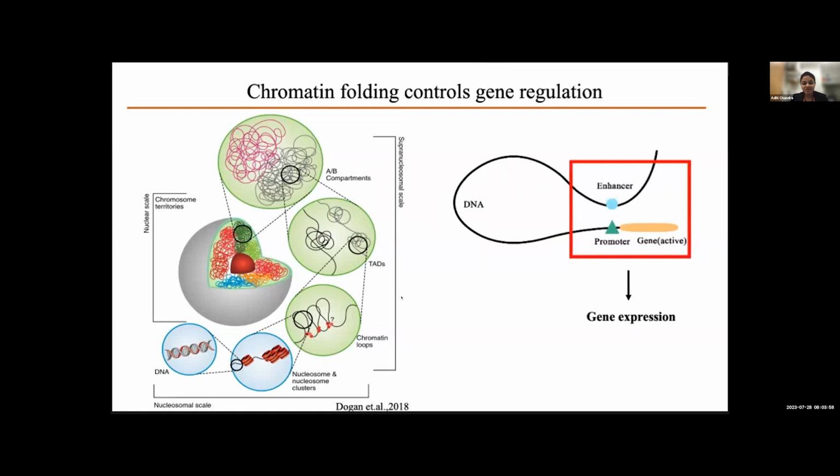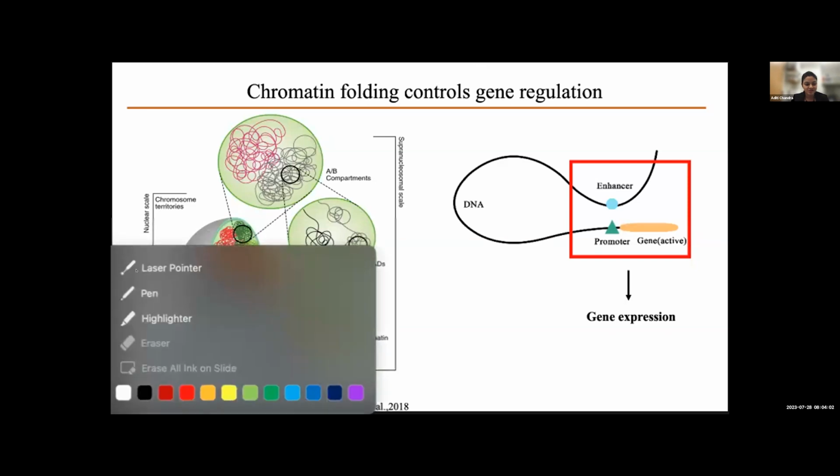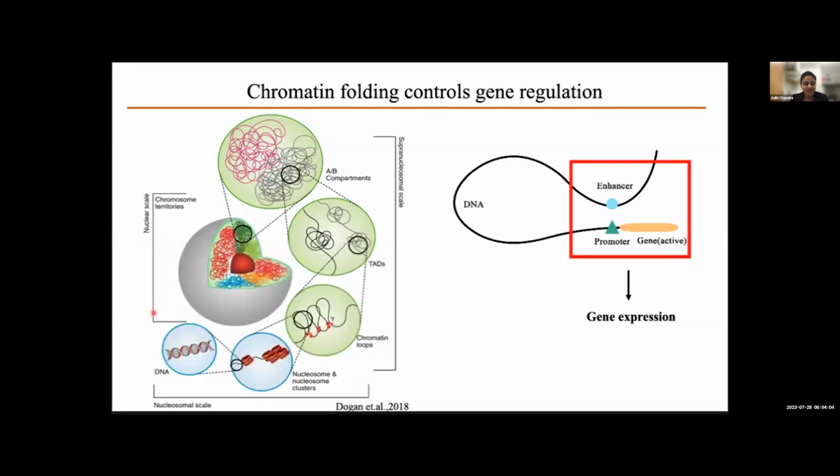I know that this community might not need an introduction to this, but I'd like to state briefly that, as we all know, the linear DNA is packaged to fit inside the 6 micrometer diameter of the nucleus through a series of hierarchical packaging stages. At first, we have the nucleosomes, then we have long-range chromatin interactions called chromatin loops. We have TADs, or topologically associating domains. We have A and B compartments. And finally, we have chromosome territories.